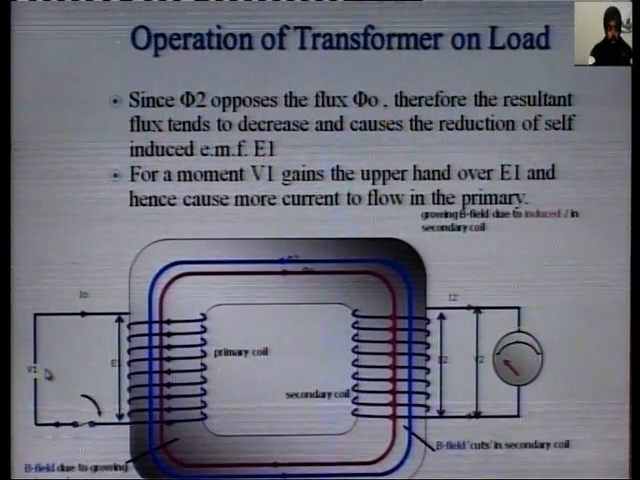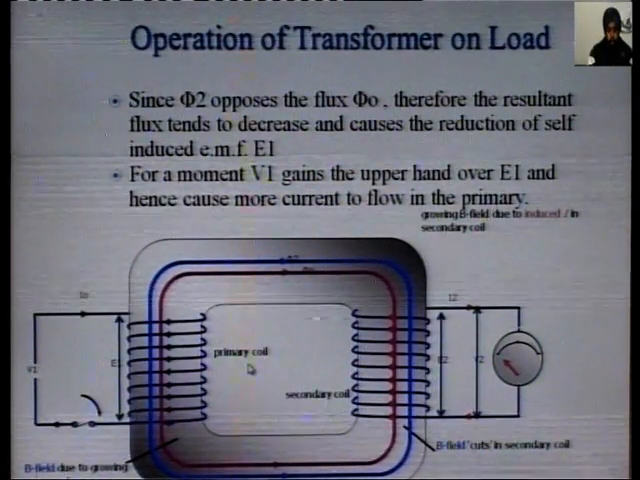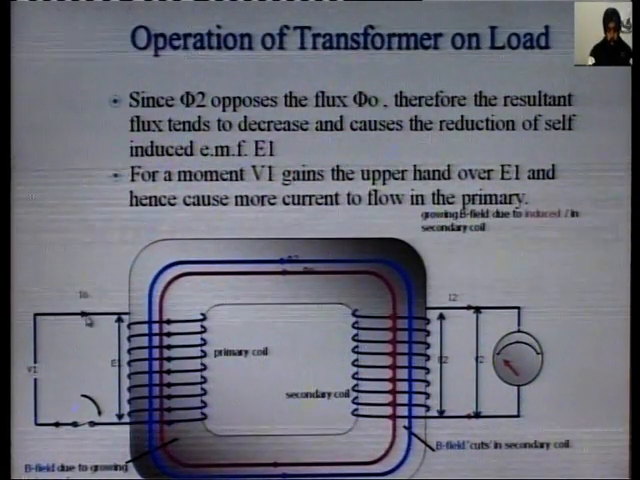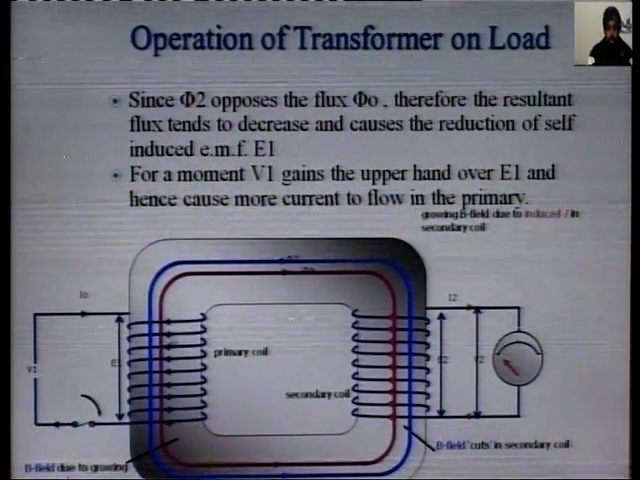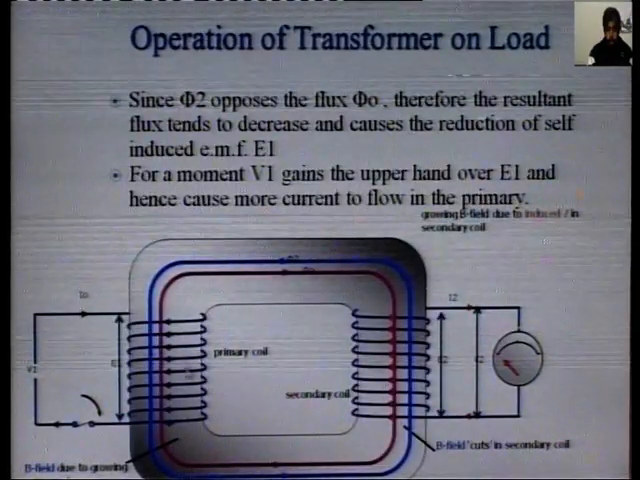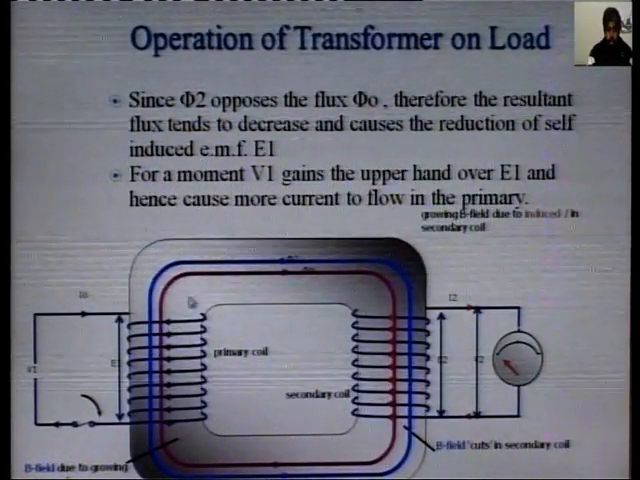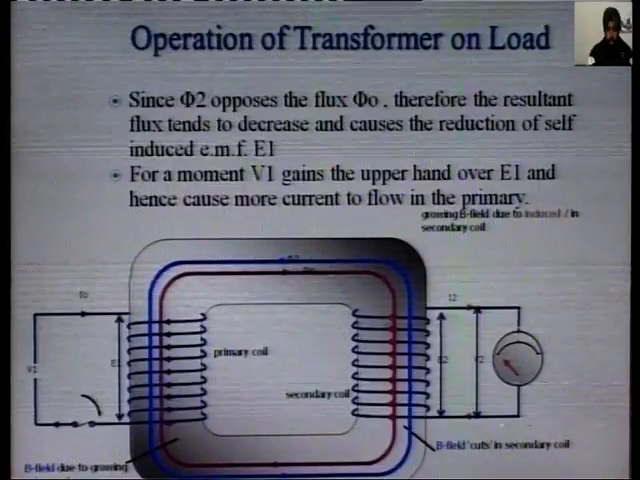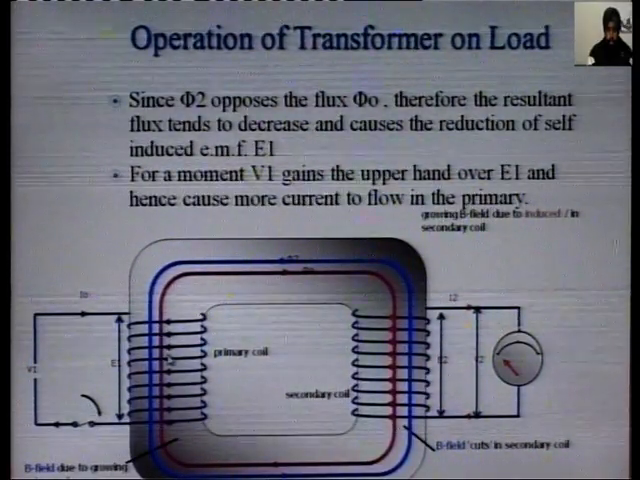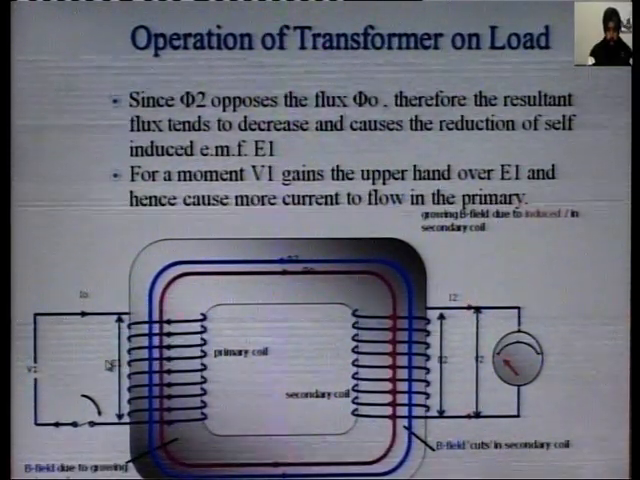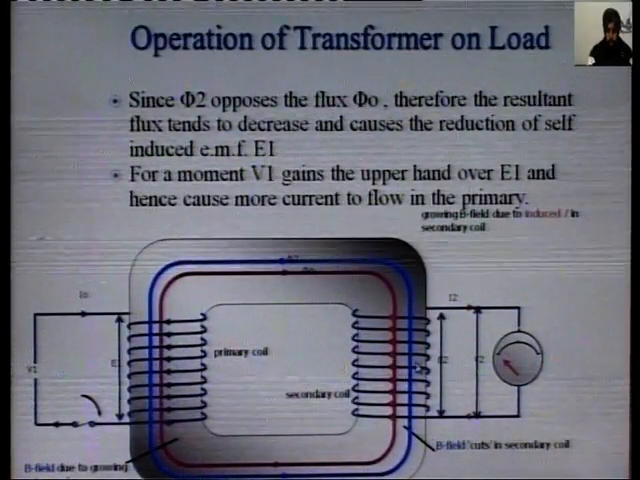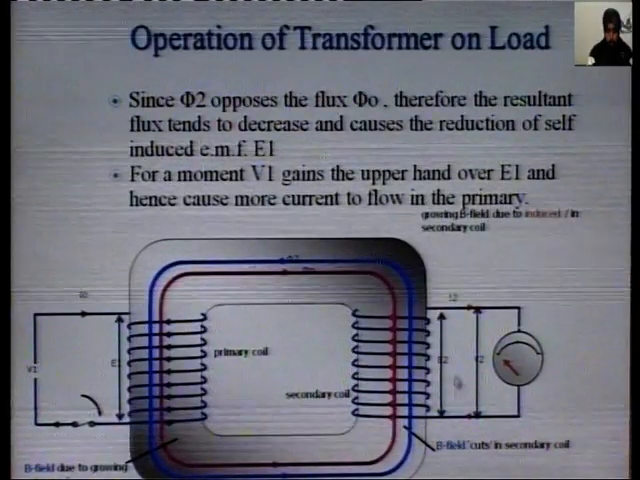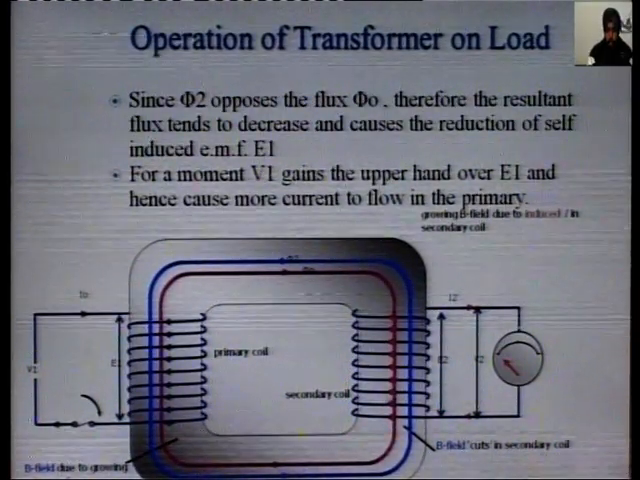So again, when we connect the supply to the primary winding, first current I naught flows in the primary coil, and it produces the flux phi naught, which links with the primary as well as the secondary. When it links with the primary winding, it produces the EMF E1, and when this flux links with the secondary winding, it produces another EMF E2 in the secondary winding.